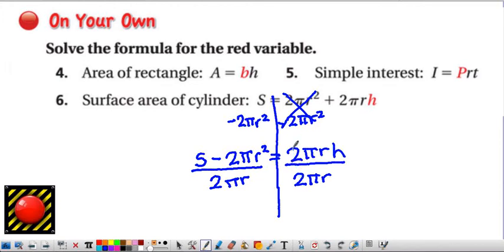2 divided by 2, pi divided by pi, r divided by r, all simplify to 1, which leaves our h all by itself. This over here, we could do some simplifying, but on the formulas we do them a little bit different, so you don't have to simplify. You can leave it as S minus 2 pi r squared divided by 2 pi r. If you went ahead and simplified this down to S minus r equals h, that'll work too, but that's not necessary.